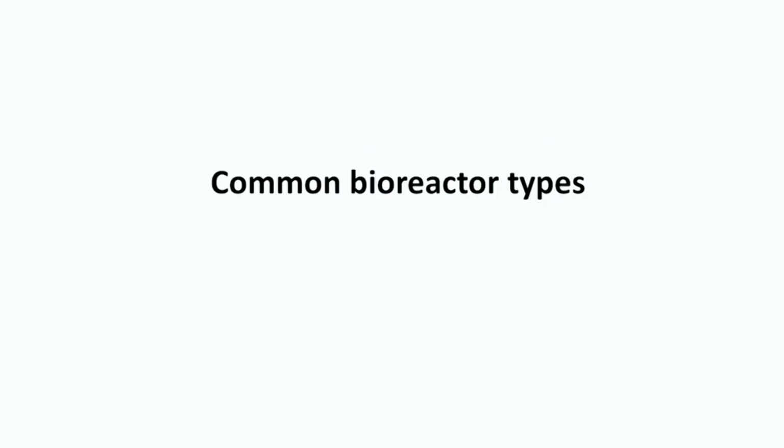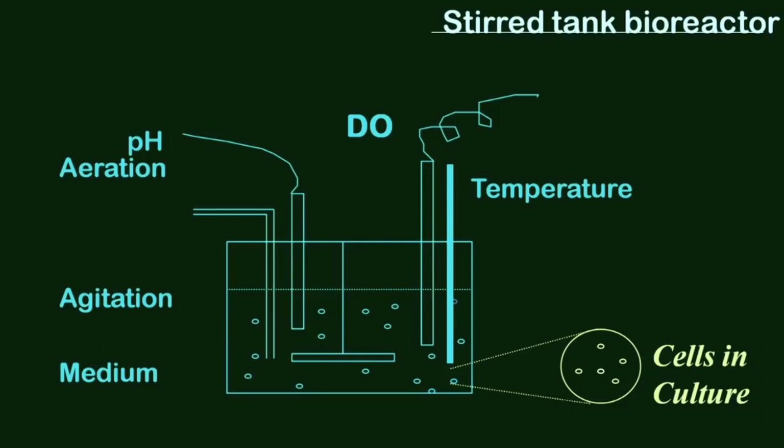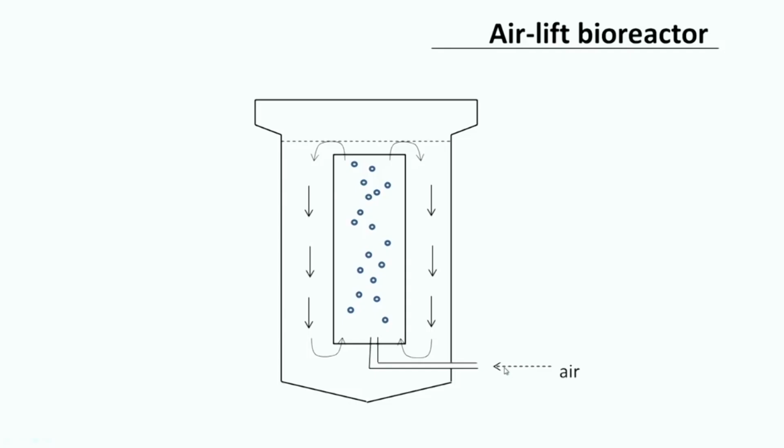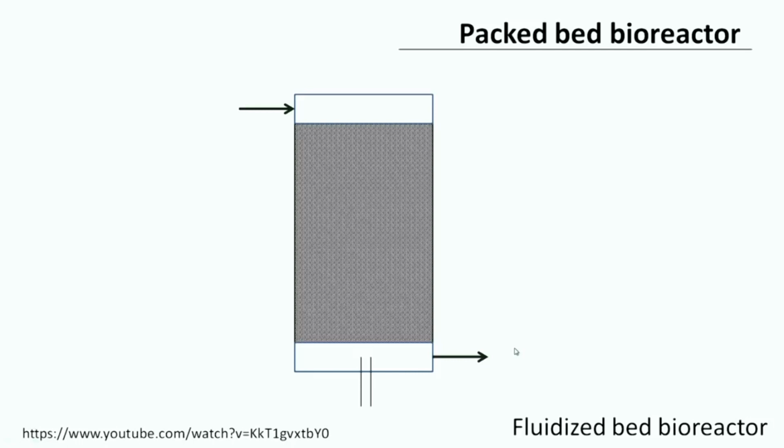Then we looked at some common bioreactor types. We said that the stirred tank bioreactor is one of the commonest types. It is nothing but a stirred tank, and then an airlift bioreactor, a packed bed bioreactor, a fluidized bed bioreactor, which is nothing but a packed bed with jiggles around. There are some advantages there.